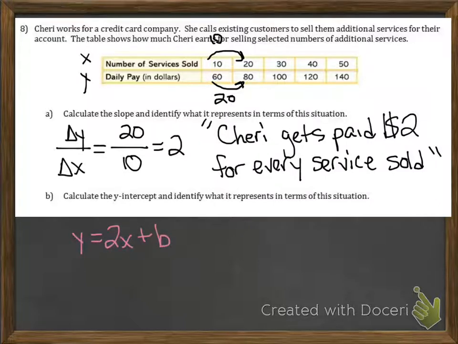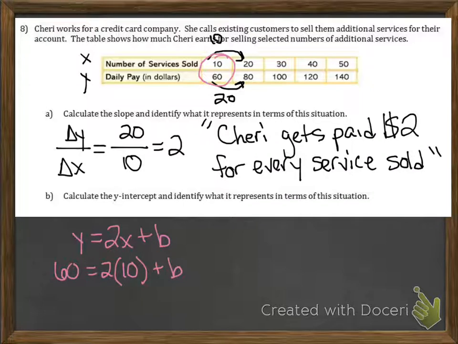In part B, we're supposed to find the y-intercept, and since that's not shown in the table right now, the way I'm going to approach that is by using y equals mx plus b and replacing m with the value that we know for slope, which is 2. Then I'm going to pick a point from the table and plug that in for x and y.